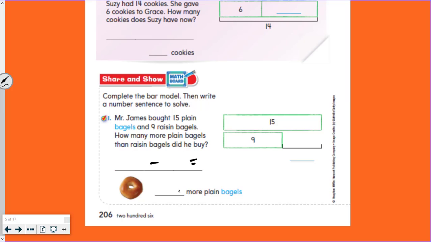All right, so what you should have come up with is that larger part goes here, so 15, and we're taking away 9 to figure it out. What we can do is count up from 9 till we get to 15 to figure out the distance here to make up for it. So 9, 10, 11, 12, 13, 14, 15. And I count my fingers, and I'm holding up 6 fingers. So that means the difference is 6. And so I'm going to write 6 here. So that means it's going to take 6 more bagels. So he buys 6 more plain bagels than raisin bagels.